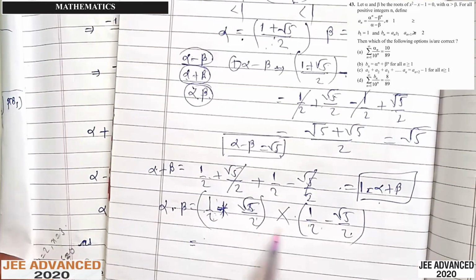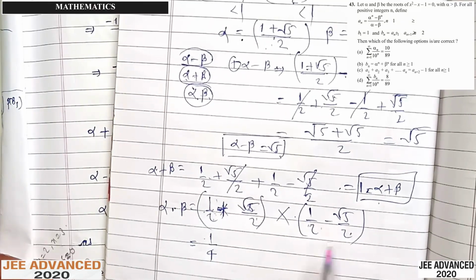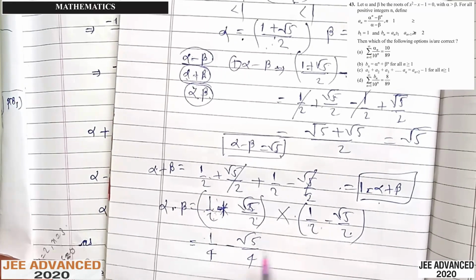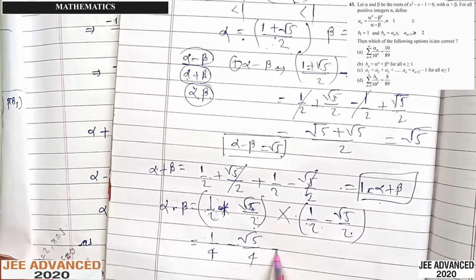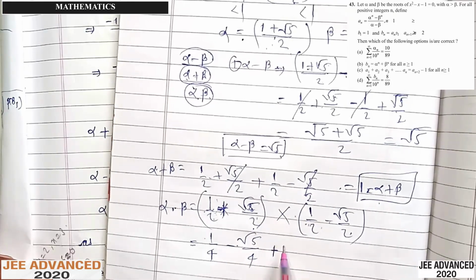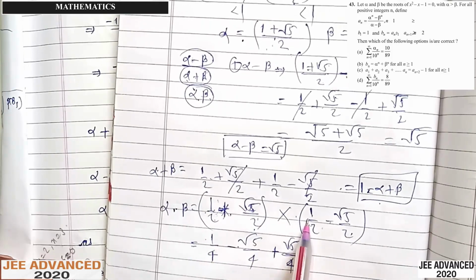So 1/2 multiplied by 1/2 is 1/4. 1/2 multiplied by √5/2 gives √5/4, and the negative sign remains the same. Again, √5/2 multiplied by 1/2 gives √5/4, and it will be plus, because this plus sign remains a plus sign.